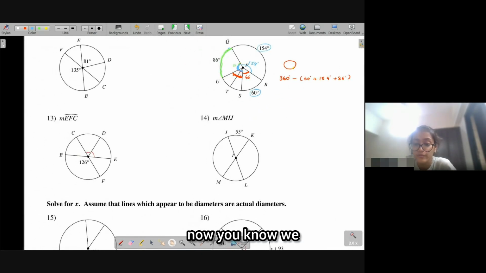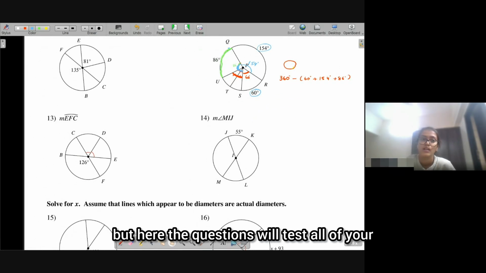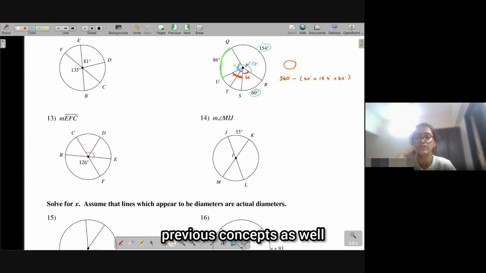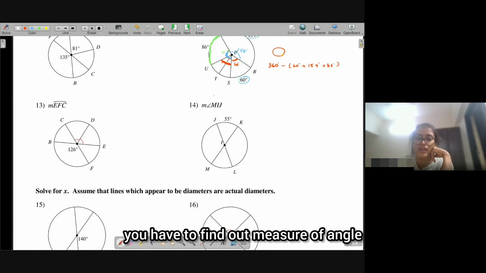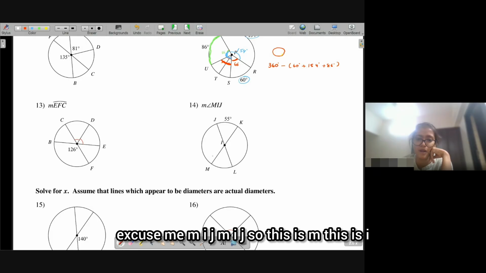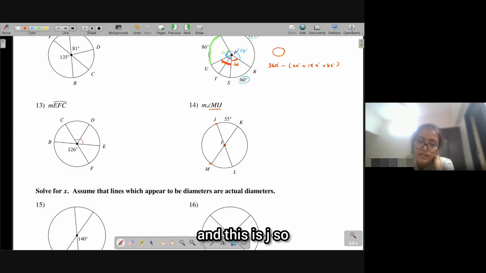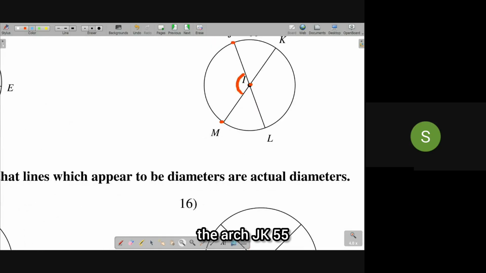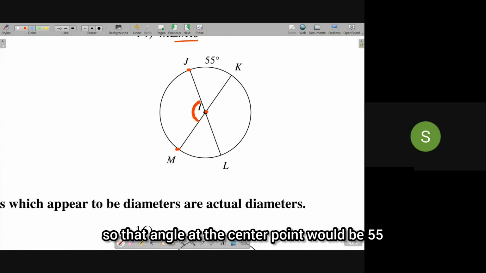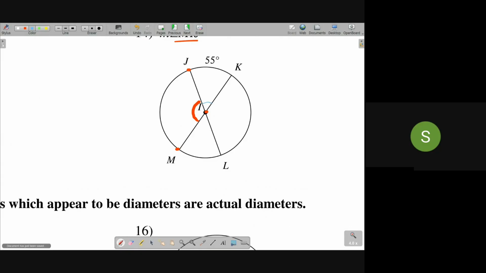Now, although we are doing circles, the questions will test all of your previous concepts as well. For example, if you see number 14, you have to find the measure of angle MIJ. So this is M, this is I, and this is J. That means you have to find this angle. Okay, so we have the arc JK 55, so the angle at the center would be 55.